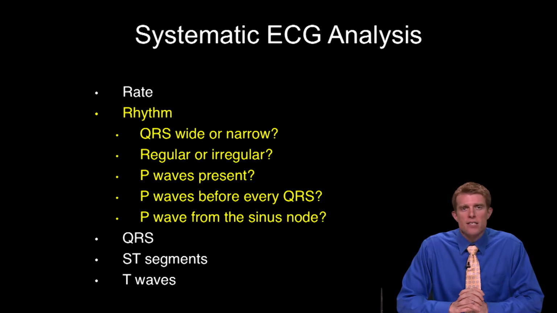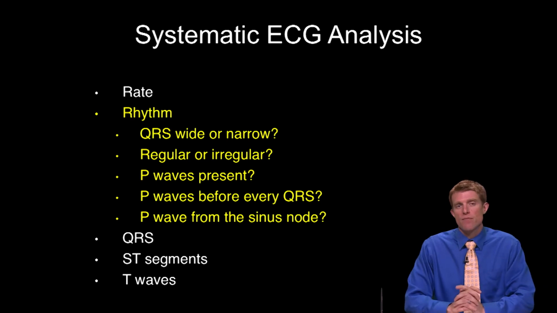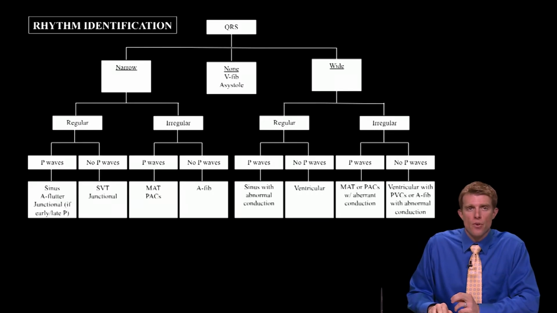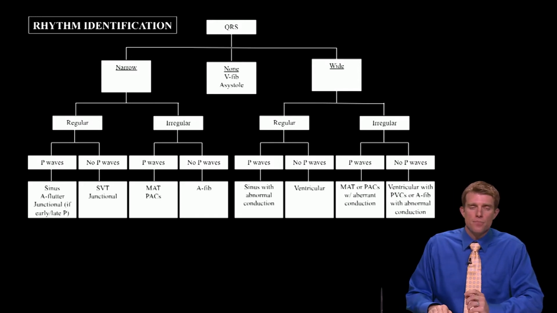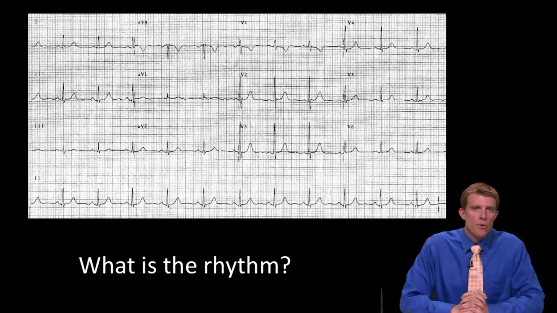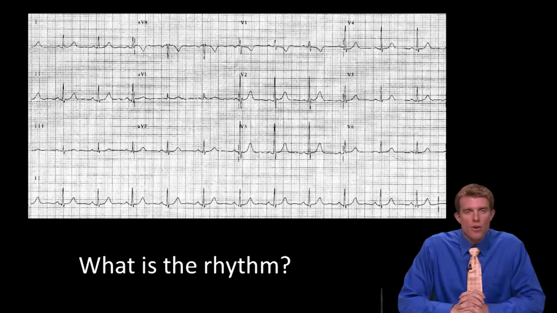And so we'll ask this series of questions, and really there's 3 questions with a couple of follow-up questions if necessary for the third. And then we apply these questions to our rhythm identification algorithm to help us narrow our differential to just a couple of different rhythms that we then have to choose from. So let's go through and look at some examples. What is the rhythm on this ECG?